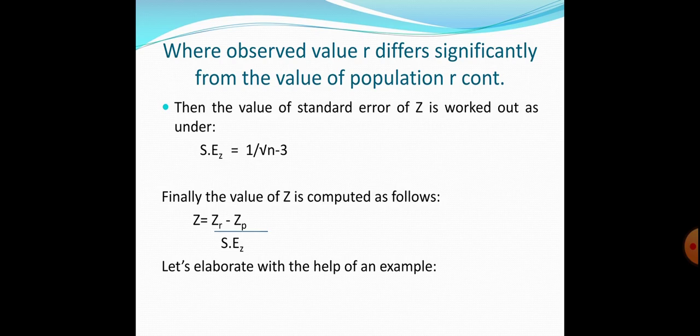Then after the Z transformation, the standard error of Z is worked out by using 1 divided by square root of n minus 3, and finally the value of Z is computed as follows: the 2 values of Z transformation and 1 value of standard error of Z, and after calculating the values we will get the value of Z. Now let's elaborate it with the help of an example.